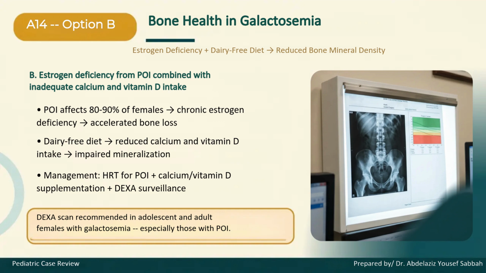Management combines hormone replacement therapy for the ovarian insufficiency with calcium and vitamin D supplementation, plus bone density surveillance. A bone density scan is recommended in adolescent and adult females with galactosemia, especially those with primary ovarian insufficiency.